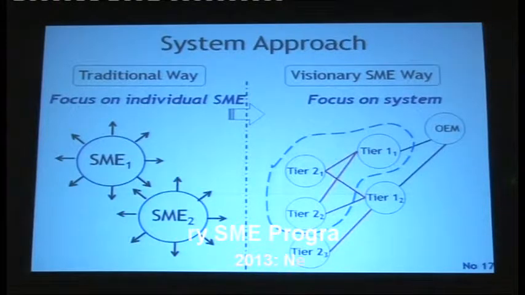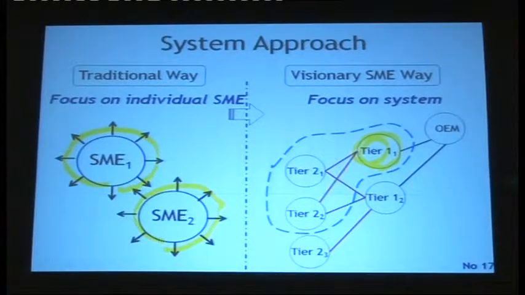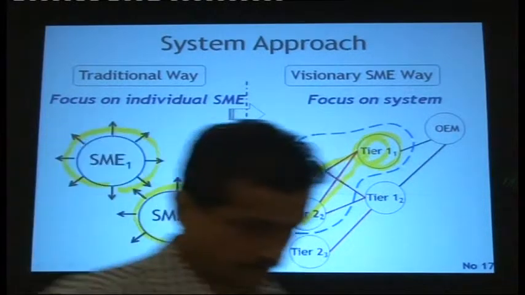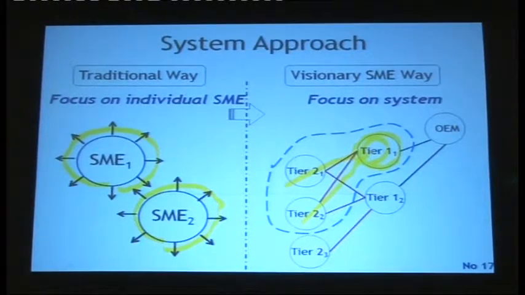Third uniqueness is a systems approach. The traditional way is to focus on individual SMEs. But when you see the flow, again, of supply chains, tier ones will procure material from different tier twos, and also one tier two will supply to different tier ones. So we need to apply some systematic approach to improve their flow and also to improve their performance and their efficiency.